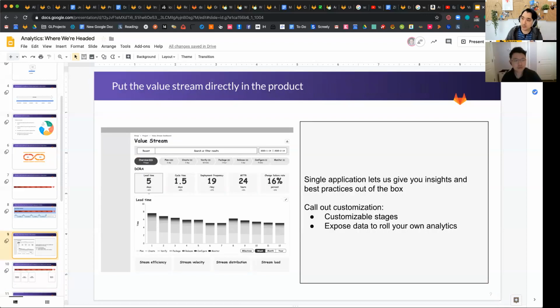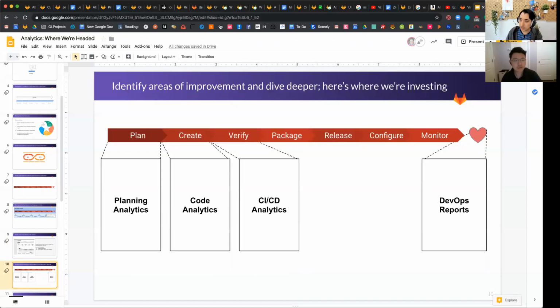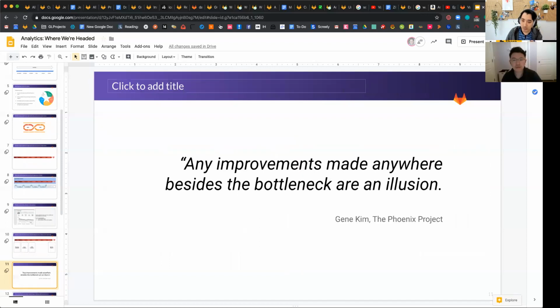But the next question is, I want to be able to show trends, like, cool, Create is going up in terms of timeline. What does that mean? And I want to allow people to drill deeper. For each one of those stages, I should be able to click into planning or create or verify, and then see, oh, this went up. Why? Tell me more. Because any improvement made anywhere besides the bottleneck is an illusion.